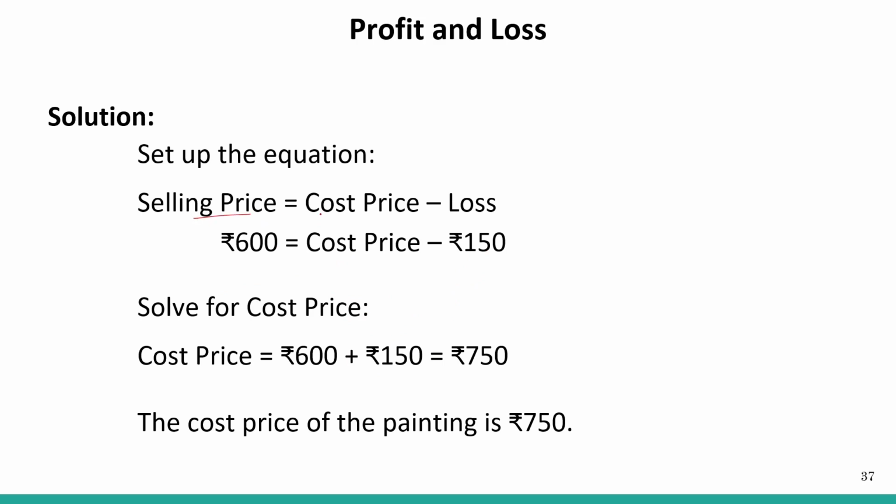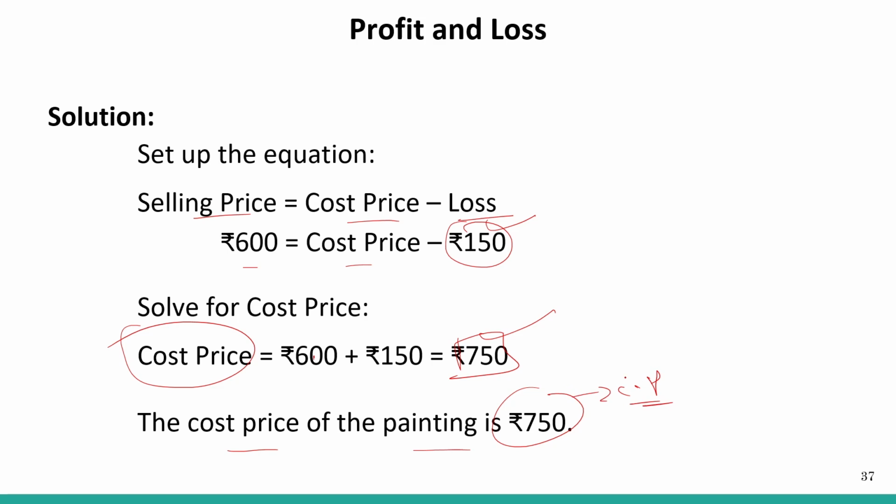Okay. So selling price is equal to cost price minus loss. So 600 is equal to cost price minus 150, right? So 600 plus 150 will be what? Cost price. So it will be 750 rupees. Okay. So the cost price of the painting is 750 rupees. Okay. This is the CP, cost price.